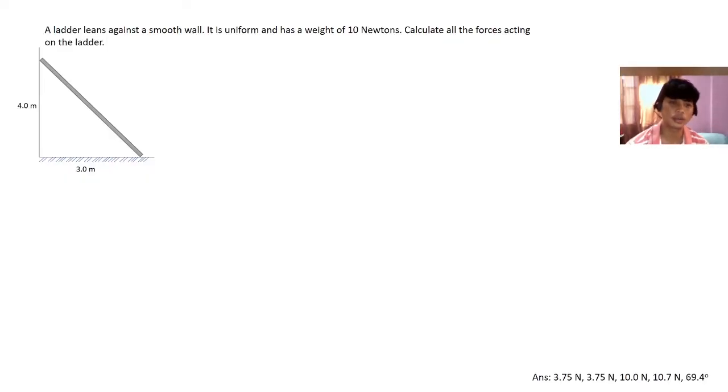This is problem 4. A ladder leans against a smooth wall. It is uniform and has a weight of 10 newtons. Calculate all the forces acting on the ladder.